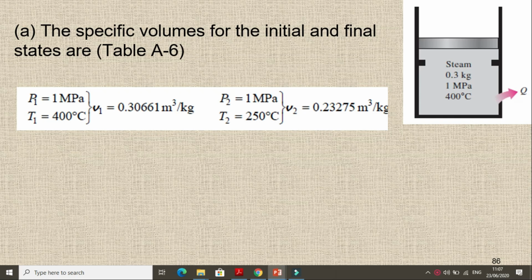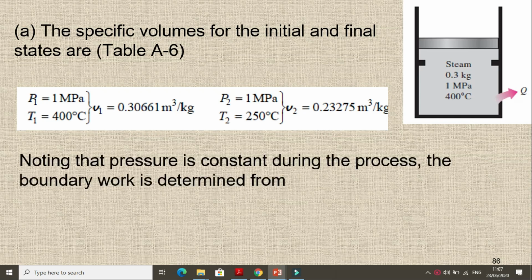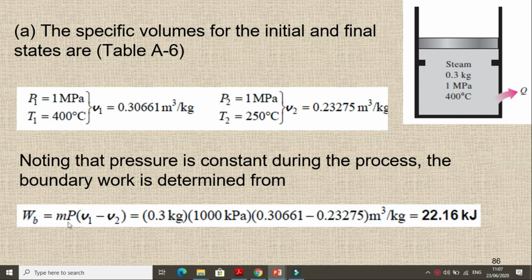For the constant pressure process, if we have to find the boundary work, we have P(V2 minus V1). But right now, as you can see here, we have the specific volume rather than the final volume. So these are the specific volumes.